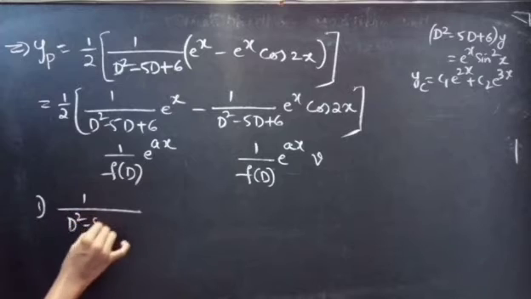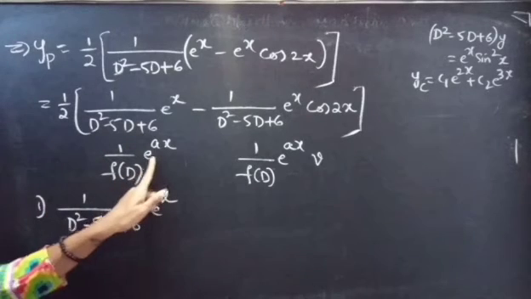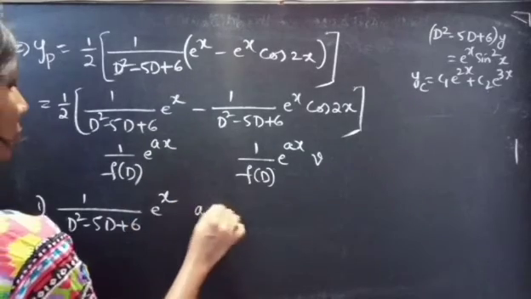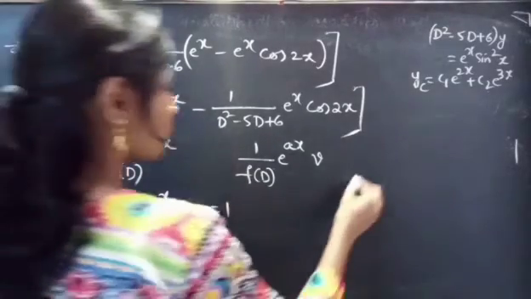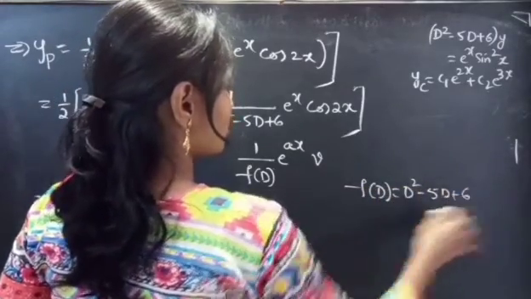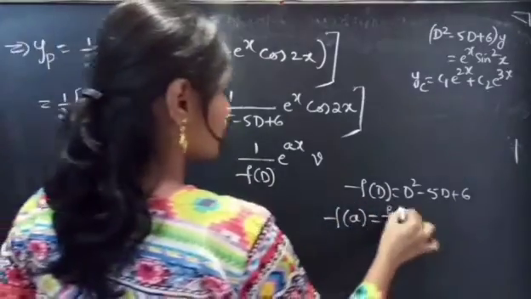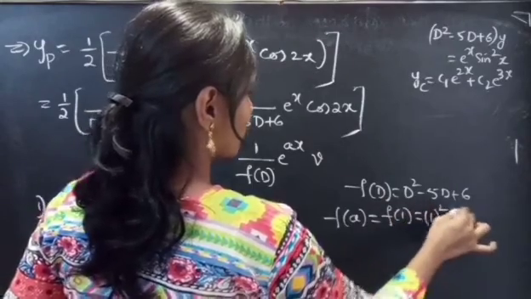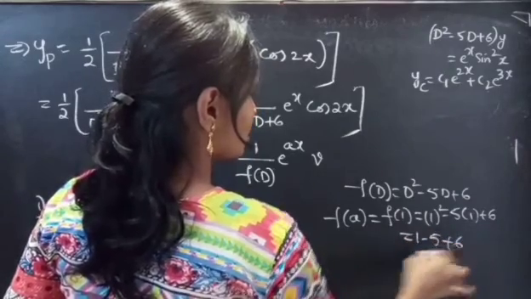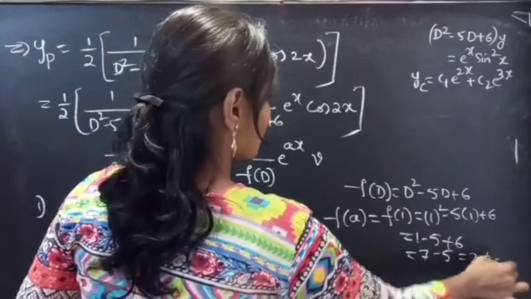1/(D² − 5D + 6) into e^x. Since this is of the form 1/f(D) into e^(ax), compare e^x with e^(ax), then we'll get a = 1, right? We have f(D) = D² − 5D + 6. Now let's find f(a). For a = 1, f(1) = replace D by 1, we get 1² − 5 into 1 + 6 = 1 − 5 + 6 = 7 − 5 = 2, which is non-zero, right?